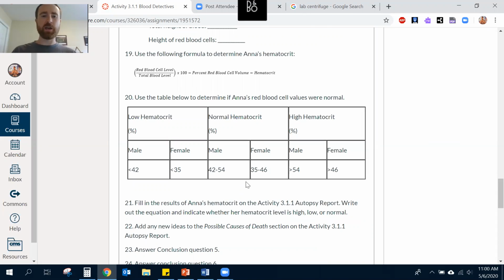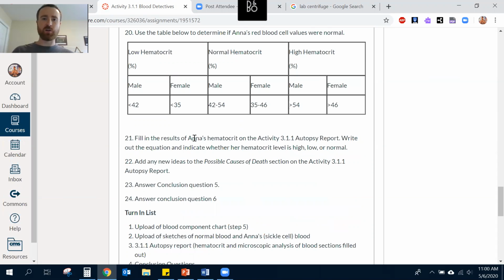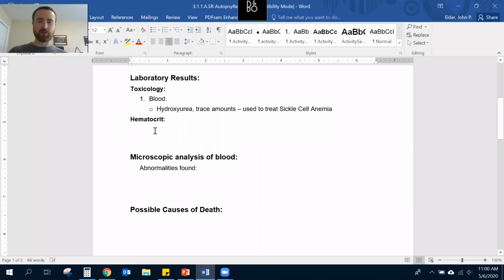Once you've done that, go ahead and fill in the results on the autopsy report page. Right here under hematocrit, you should write out your math. So 2.4 divided by 8 times 100 equals whatever that math comes out to, which I let you do yourself. You can use a calculator. And then right next to it, write whether that is high, low, or normal.